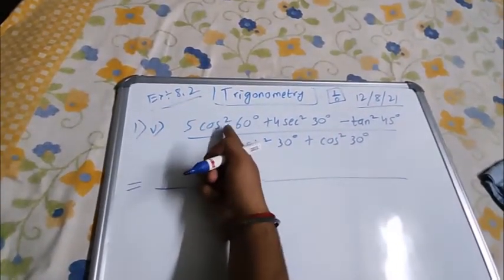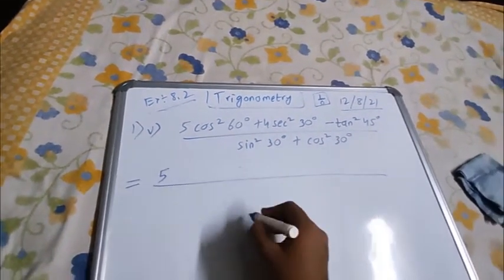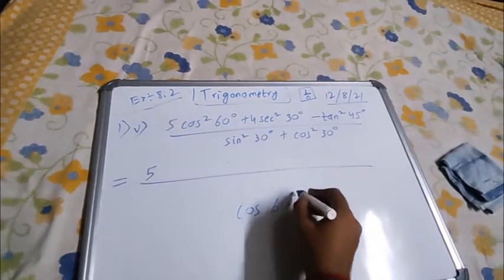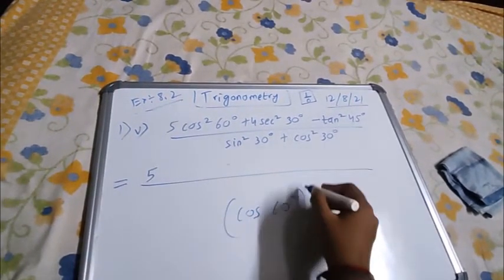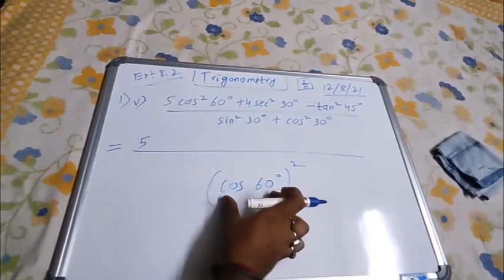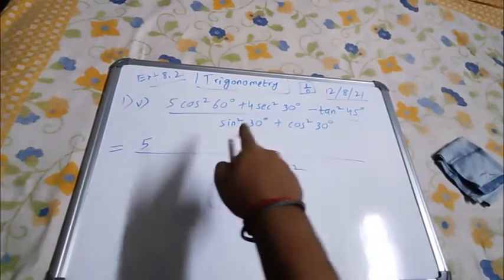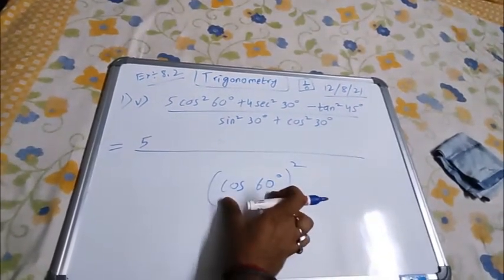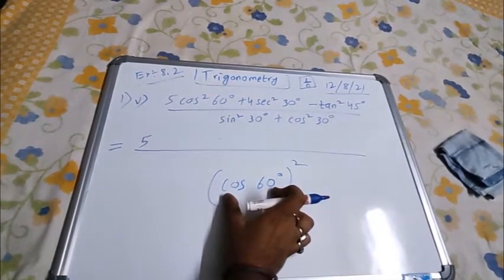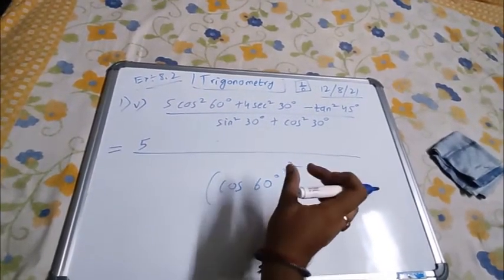Now see, 5 into cos square 60 degree. We know cos square 60 degree is nothing but the value of cos 60 degrees, whole square. So first we have to find the value of cos 60 and square it. Wherever there is a square, we have to find the value of that trigonometric ratio along with the angle, and then square that value.